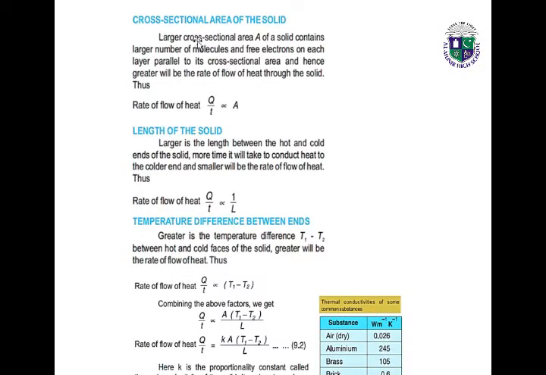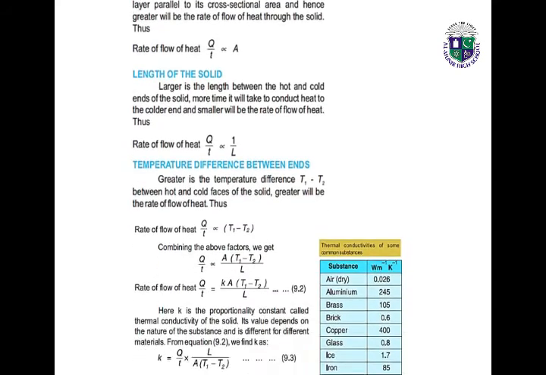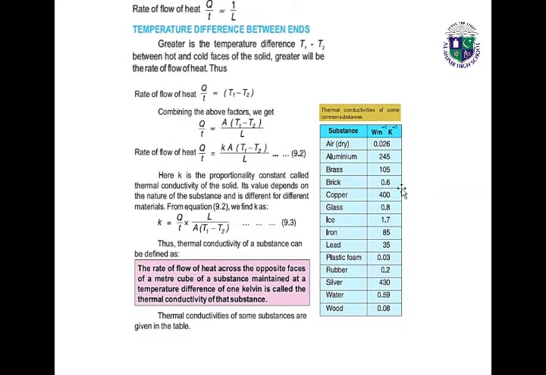It means a larger cross-sectional area of a solid contains a larger number of molecules and free electrons. Other one is the length of the solid. The larger the length between the hot and cold ends of the solid, the more time it will take to conduct heat. And the third factor is the temperature difference. The greater the temperature difference between hot and cold faces of the solid, the greater will be the rate of flow of heat. So we know that Q over t, which is the rate of flow of heat, is directly proportional to the difference in the temperature.